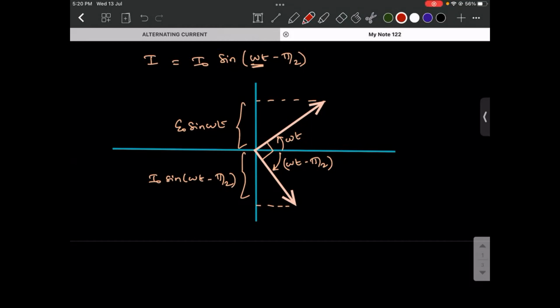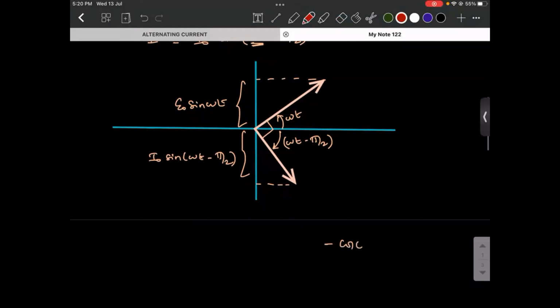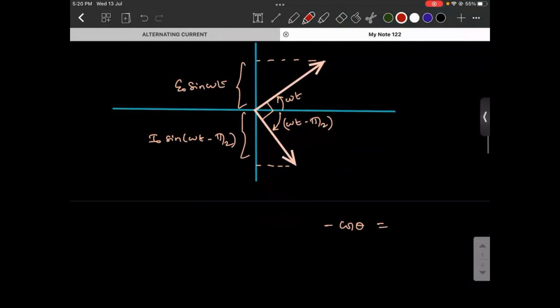Sir, can you explain how minus cos omega t is converting to sine omega t minus pi by 2? See, instead of omega t, I'm writing it as theta. Okay. Minus cos theta is equal to minus sine of pi by 2 minus theta. Accepted? Push the minus sign inside, it becomes sine of theta minus pi by 2. Now is it clear? Yes, sir.